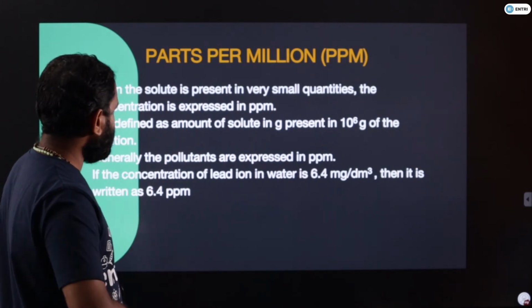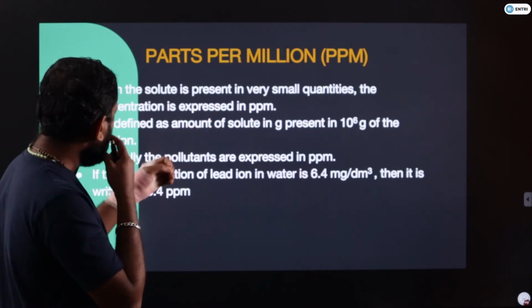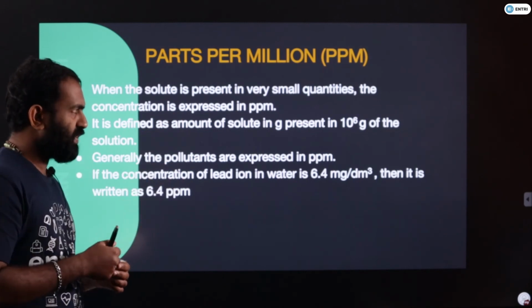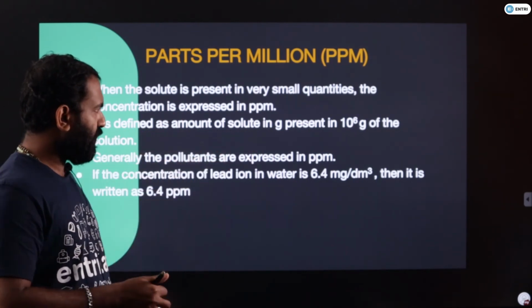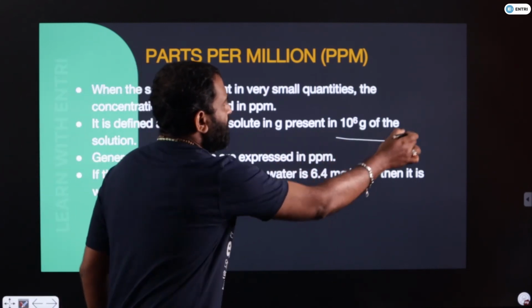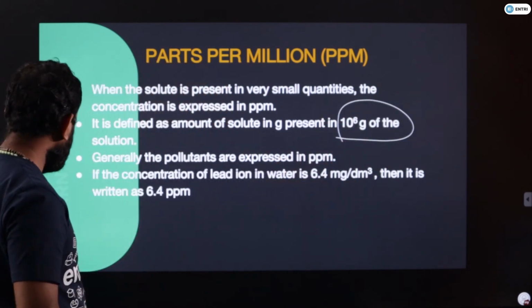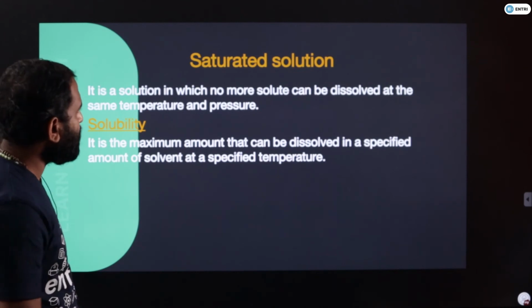Then parts per million: when the solute is present in very small quantity, concentration is expressed in ppm, parts per million. That is defined as the amount of solute in grams present in 10 raised to 6 grams of the solution.